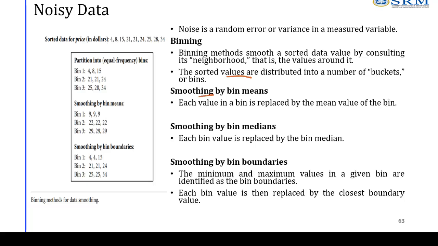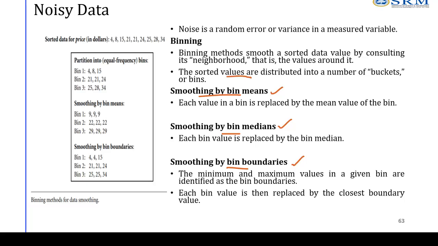So there are three methods used for the binning method: smoothing by bin means, smoothing by bin medians, and smoothing by bin boundaries. These are the three methods that are mainly used in binning, and we are going to see them in this video.